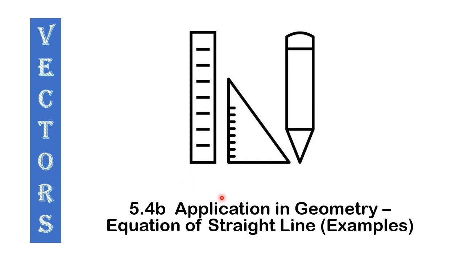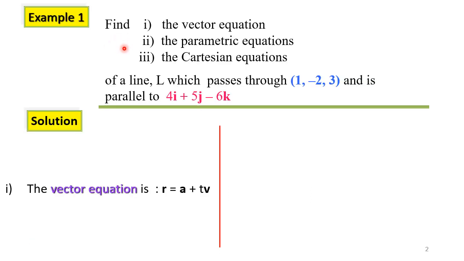So we continue our discussion about equation of straight line. This time we discuss the examples. In example 1, find the vector equation, parametric equation, and Cartesian equation of the line L which passes through point (1, -2, 3) and is parallel to vector 4i + 5j - 6k.